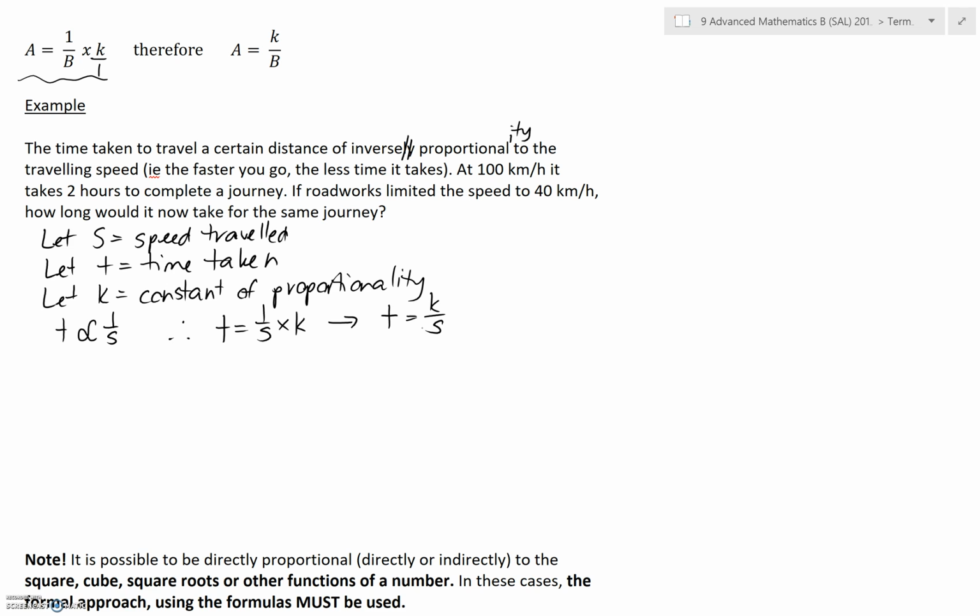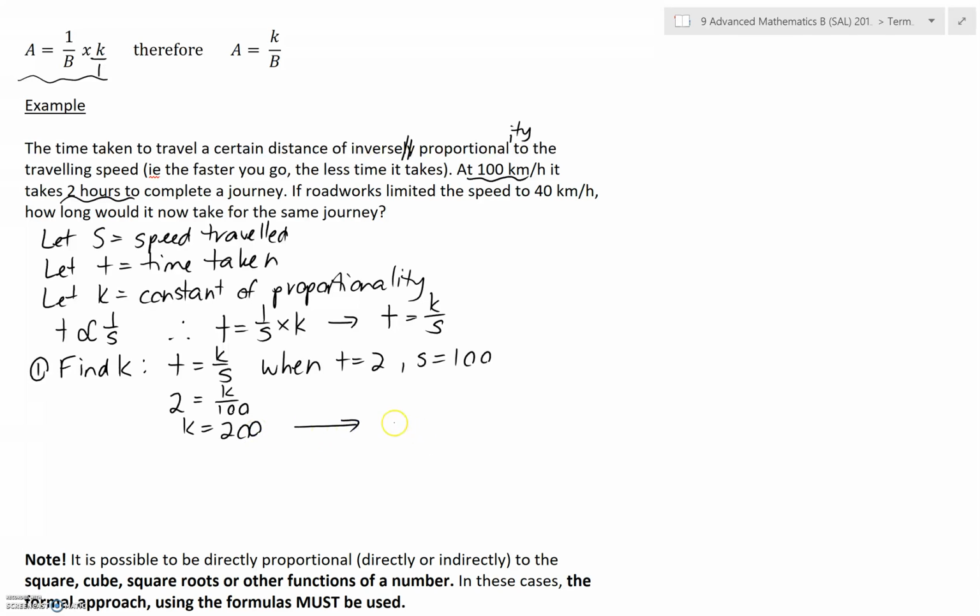So all of that is exactly the same as what you saw before. Same steps we're going to follow. First thing we're going to do is find K. What is my constant of proportionality? So if T equals K over S, we want to find K when T equals 2 hours, which comes out of the question, and S equals 100. Speed is 100 kilometers per hour. So we can use that information to find our constant of proportionality. So let's sub in. 2 equals K over 100. K equals 200. So we can put that into that equation. This is going to give us T equals 200 over S.